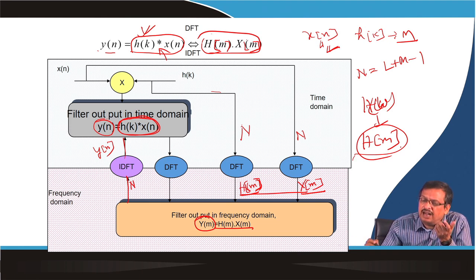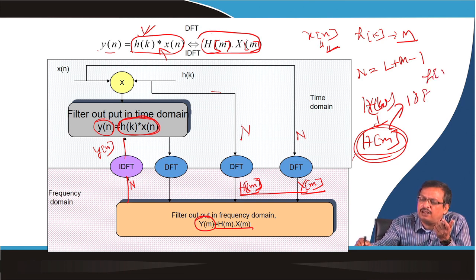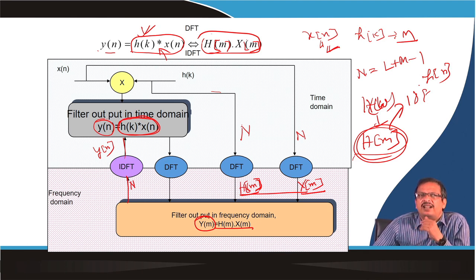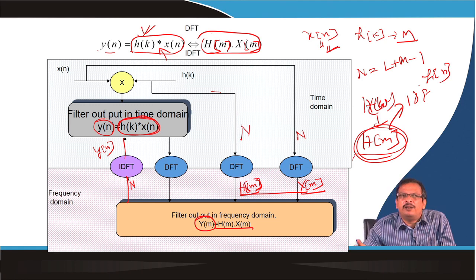Because anyhow H omega is given, I will compute Hm and from there I will compute the IDFT and find out Hn. That is the procedure. Anyhow, one DFT I am doing for designing the filter, the inverse Fourier transform, or I can do the inverse Fourier transform offline and calculate the filter coefficients.